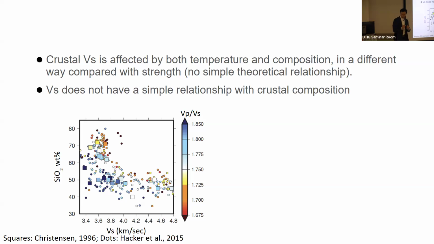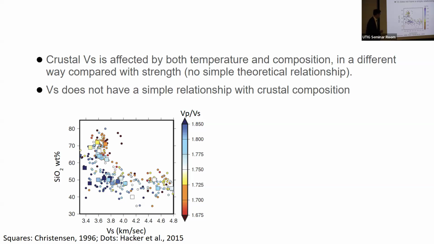If you know the VPVS ratio of the crustal rock, in the past seismologists would say, oh, maybe we can say something about the quartz content because quartz has a particularly low VPVS ratio. But if you look at those rocks with the same VPVS ratio, like the lower value, 1.7 to 1.75, their silica content can actually vary from the mafic end to the felsic end. It's actually not the case that we can say something about composition.